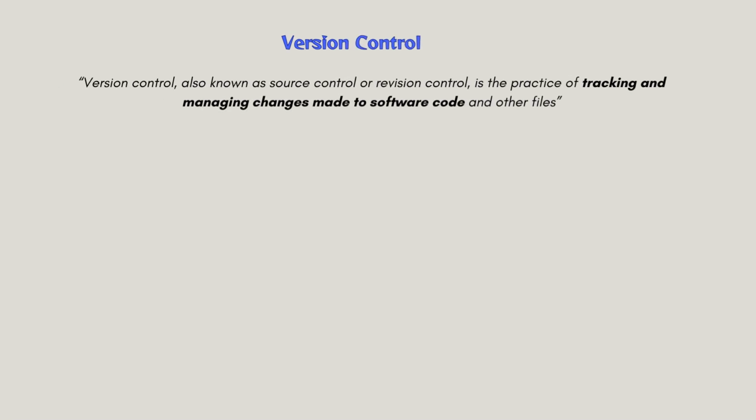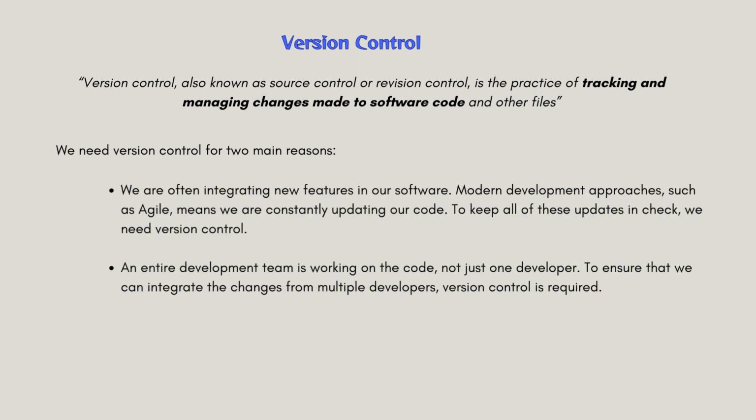Version control. Version control, also known as source control or revision control, is the practice of tracking and managing changes made to software code and other files. We need version control for two main reasons. We are often integrating new features in our software. Modern development approaches, such as Agile, means we are constantly updating our code. To keep all of these updates in check, we need version control. An entire development team is working on the code, not just one developer. To ensure that we can integrate the changes from multiple developers, version control is required.